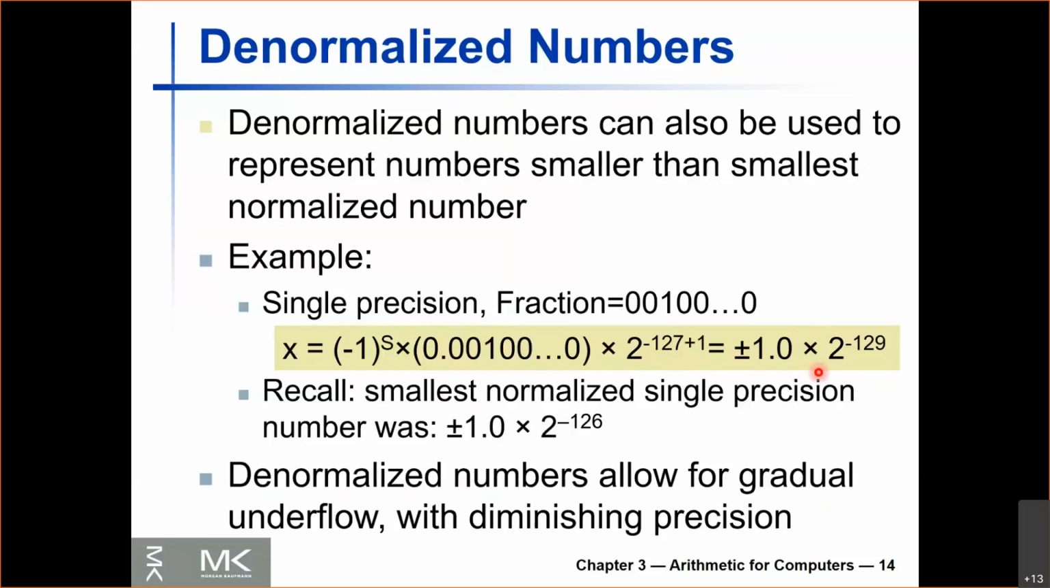but we're only going to have 1 bit of precision, right? Because it's going to be a whole bunch of zeros and then a 1 at the end. So we lose precision, but we get smaller and smaller numbers. And that's what I mean by diminishing precision. Any other questions?